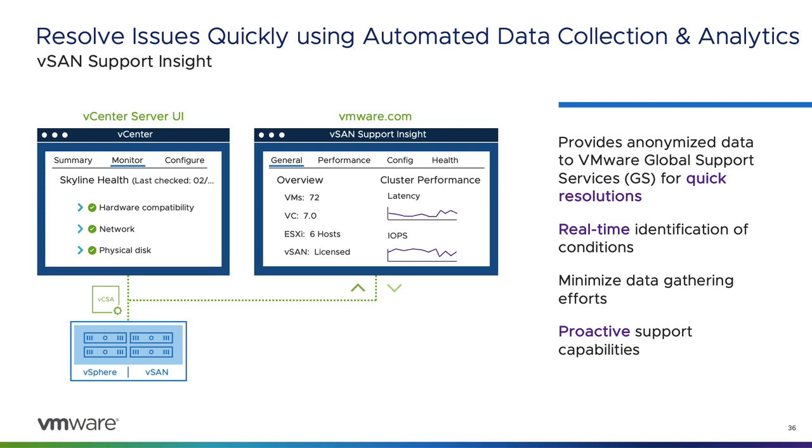vSAN Support Insight enables a better support experience for our customers. It helps provide VMware Global Support Services, GSS, with data about customers' vSAN and vSphere environments. This data is anonymized and then uploaded to VMware's Analytics Cloud, where it is processed and converted to useful information such as configuration specifics, performance, and health status.